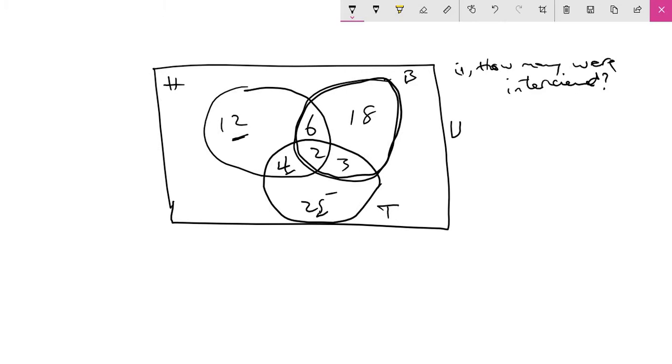So the universal set is equal to, so I'm taking B. If you take any of the circles, you could also take H, sum all the numbers in it, and then add that to the numbers outside of it. Okay, so I'm just going to take B. I don't know why. So first I'm going to sum the contents in B. So we have 18 plus 6 plus 2 plus 3. Right? So this gives 29.